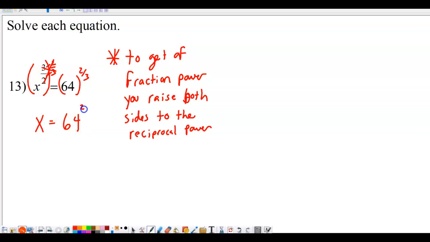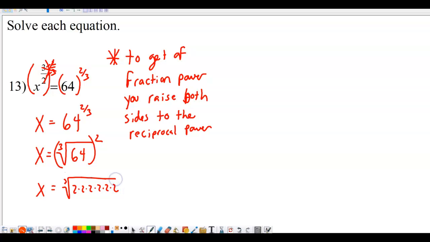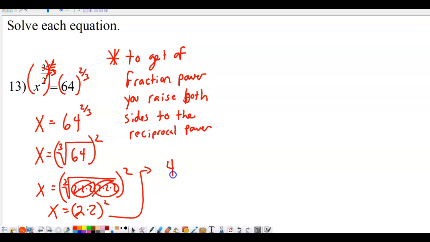And now I've got 64 to the 2/3. Now after that, you're going to want to simplify the 64 to the 2/3 using the method that we talked about in the last problems, which is we're going to change it into a radical first. You're going to find the third root of 64. 64 just so happens to be 2 times 2 times 2, 6 times. And for every group of 3, we could take a 2 out. So I could take 1 two out, I can take another 2 out, and there's nothing left inside the root, so we can just get rid of the root. So now I've got 2 times 2 squared, which is 4 squared, which is 16.